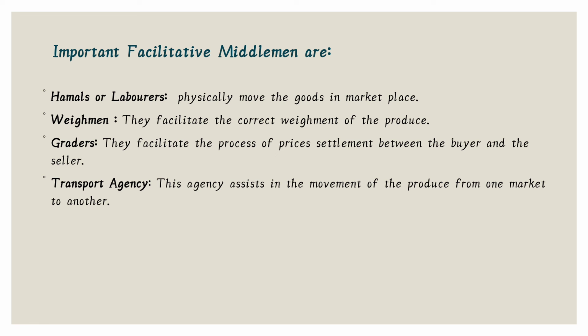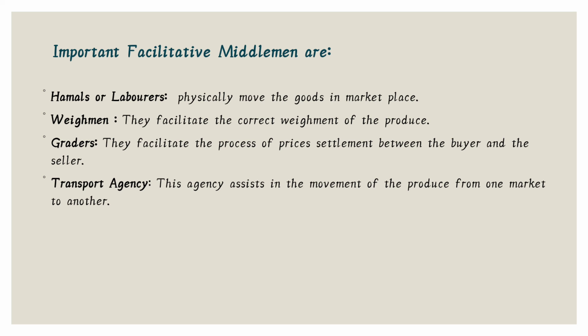The hummers are laborers. They physically move the goods in the marketplace. They do unloading from and loading onto the bullock carts or trucks. They assist in weighing the bags. They perform cleaning, sieving, refilling and stitching of the bags. The hummers are the hub of the marketing wheel. Without their active cooperation, the marketing system would not function smoothly.